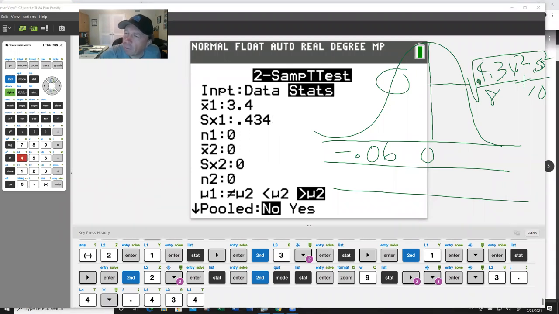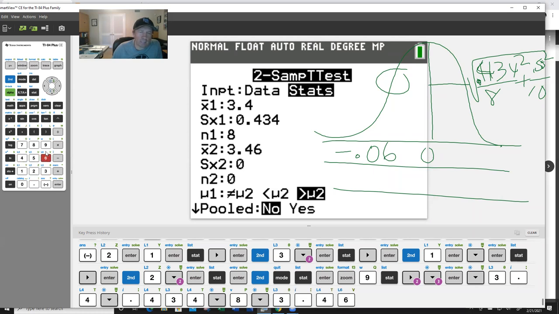0.434 squared, there we go, 0.434. And then the n on this is 8. The second one is 3.46, it's a little bigger. Not much, they're pretty similar.